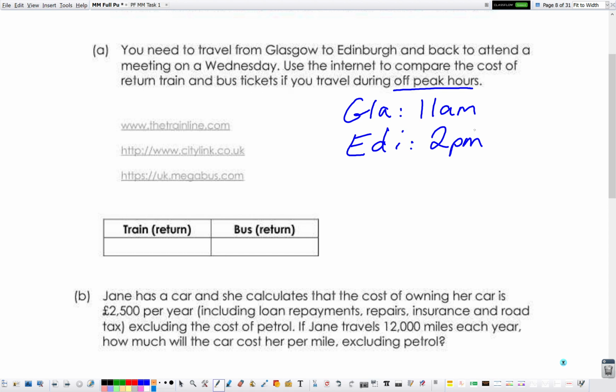Okay, so what I want you to do now is to get your train prices. You're going to go to this train website, www.thetrainline.com. That's for your train prices. And you can go to the Megabus website for your bus return. So what I need you to do now is to pause the video and go to the train line. Put in the Glasgow to Edinburgh return for a Wednesday, leaving Glasgow at 11 AM, leaving Edinburgh to come back at 2 PM. Tell me what the total cost for a return ticket is for your train and your bus. Do that now, please.